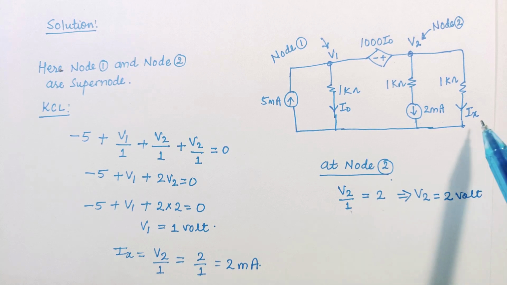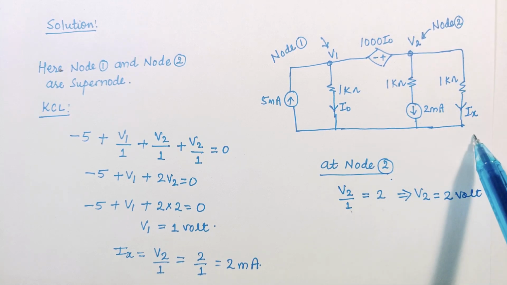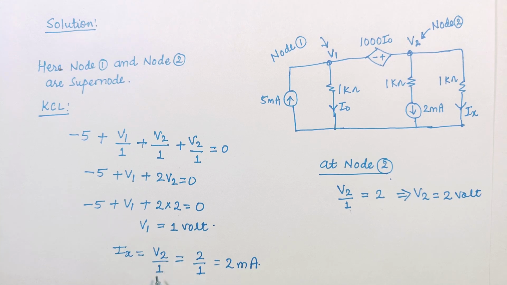As we can see here, Ix can be written as V2 by 1 kilo ohm. So here Ix will be equal to V2 by 1, and we have calculated V2 is equal to 2 volt. So 2 by 1 is equal to 2 milliampere. So this 2 milliampere is our answer.